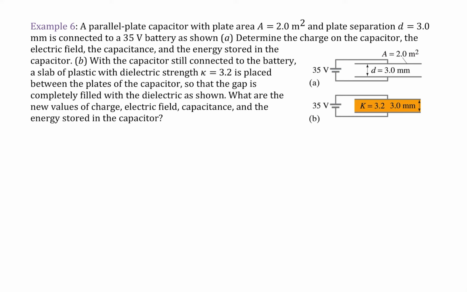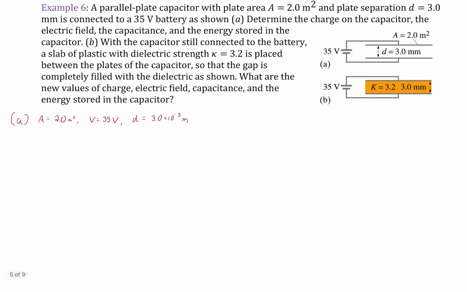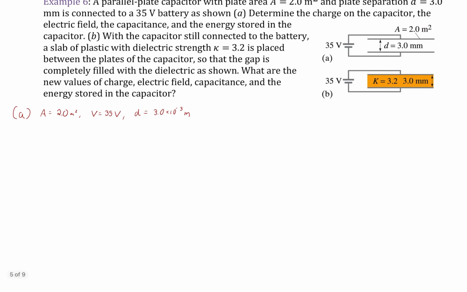All right, and then with the capacitor still connected to the battery, a slab of plastic with dielectric strength 3.2, so rather weak, is placed between the plates of the capacitor. So the gap is completely filled with the dielectric, as shown. What are the new values of charge, electric field, capacitance, and the energy stored in the capacitor? What's good about these examples is we really show how all these things are related and how they all change when you introduce a dielectric. Okay? All right, so I'll run through this, because this is a lot of values, short calculations.